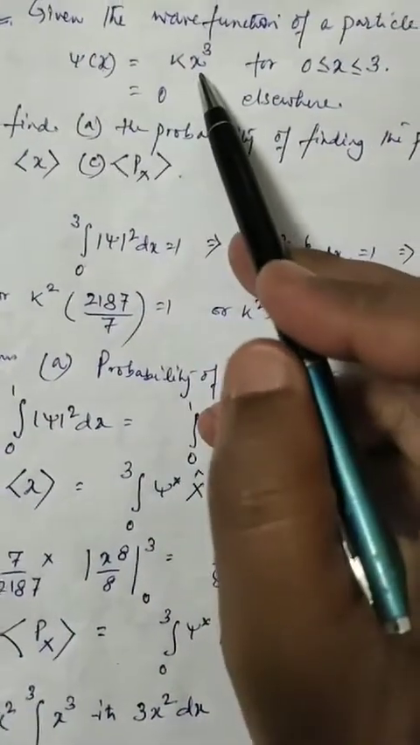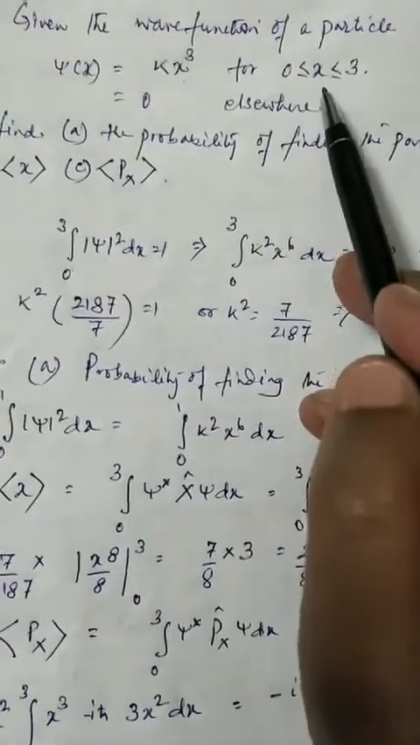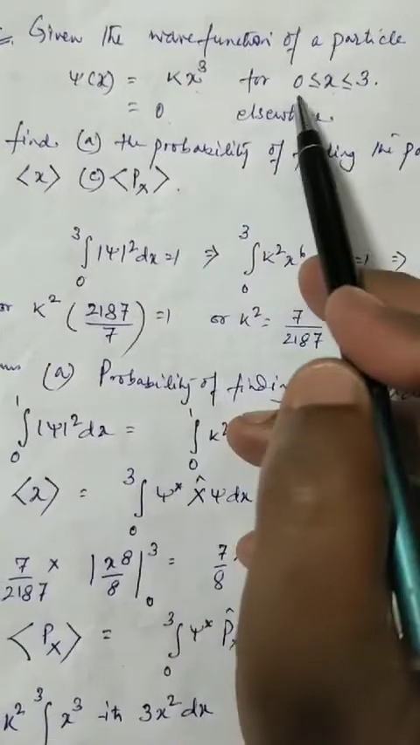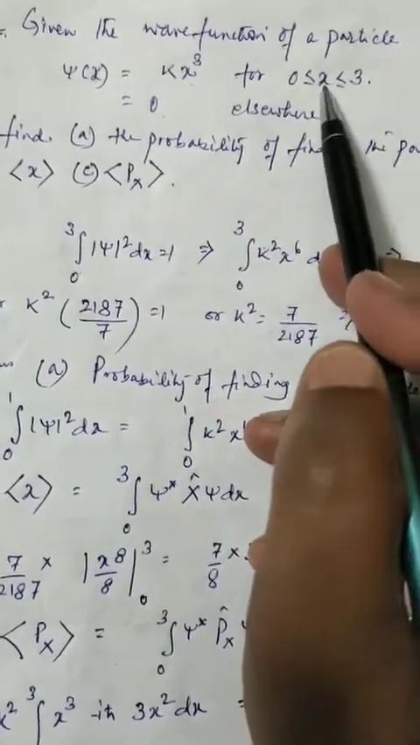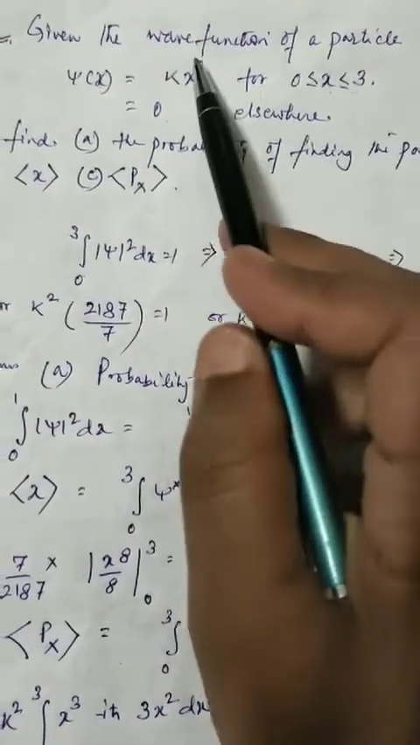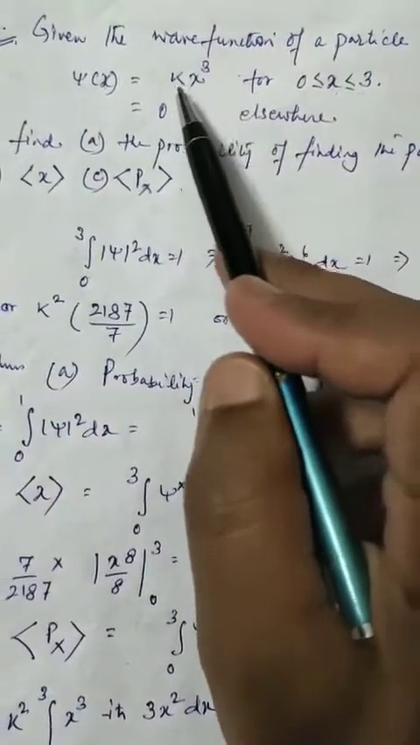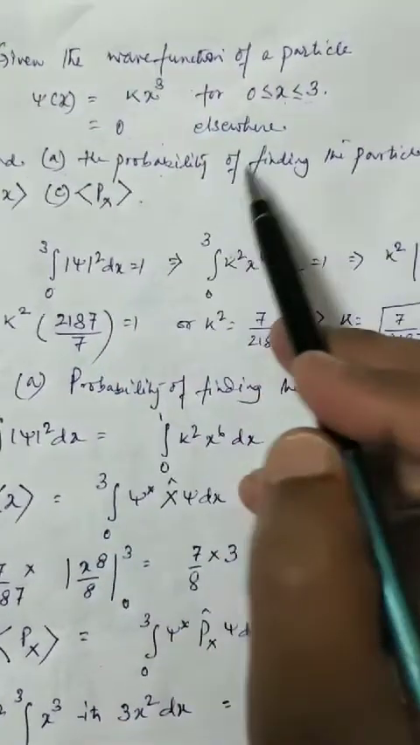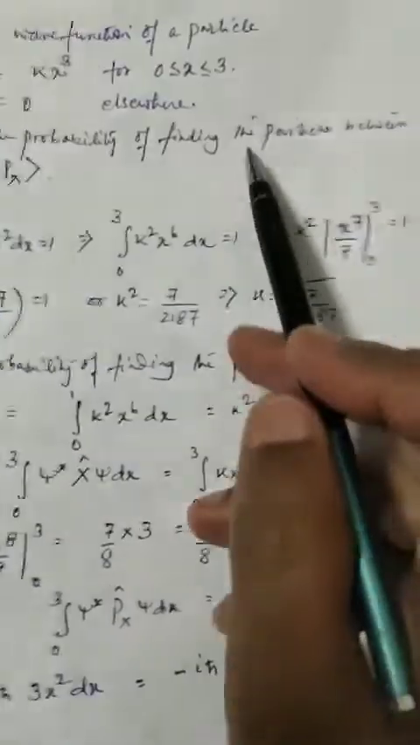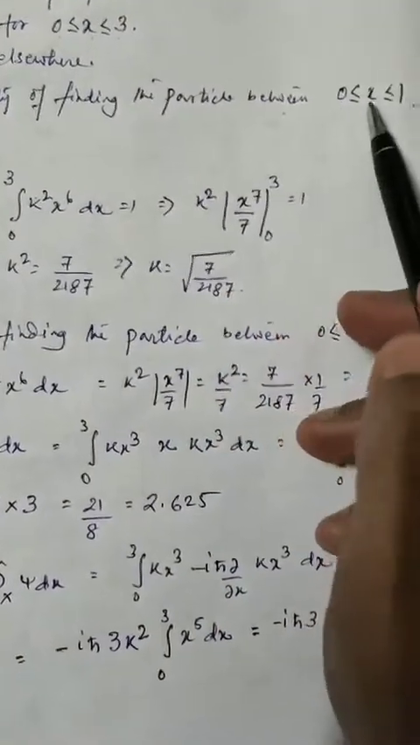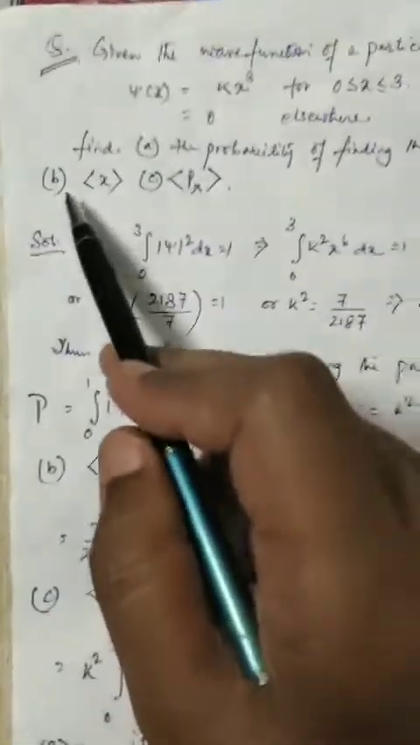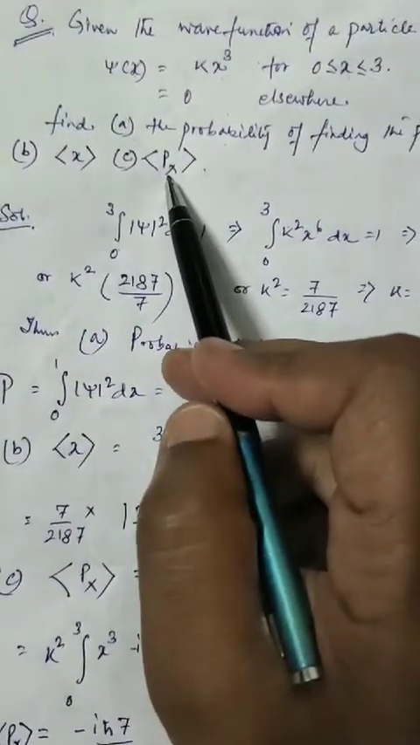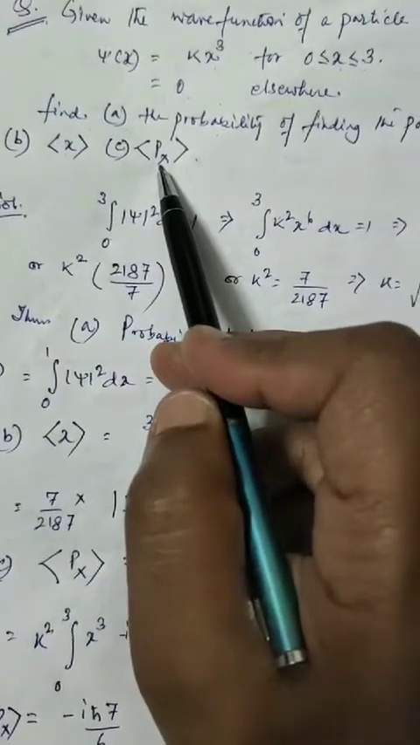So psi x is, let us say, kx cube for x between 0 and 3, and it is 0 elsewhere. So you can see that the particle lies between 0 and 3. For x values 0 to 3, the wave function of the particle is kx cube, where k is unknown. Find part 1a, the probability of finding the particle between 0 and 1, b, the expectation value of x, and c, the expectation value of its x direction's momentum.